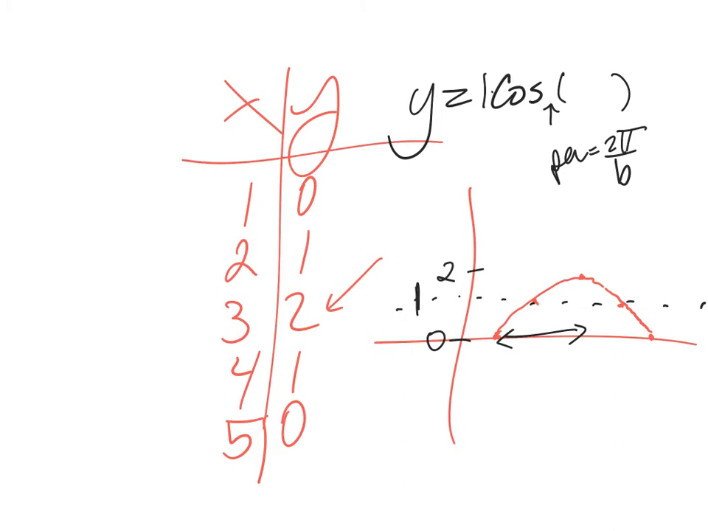Well, this is at 1, this is 2, and this is 3. It's 2 to go halfway, so it's 4 to go all the way, so its period is 4. A lot of people will mess that up.